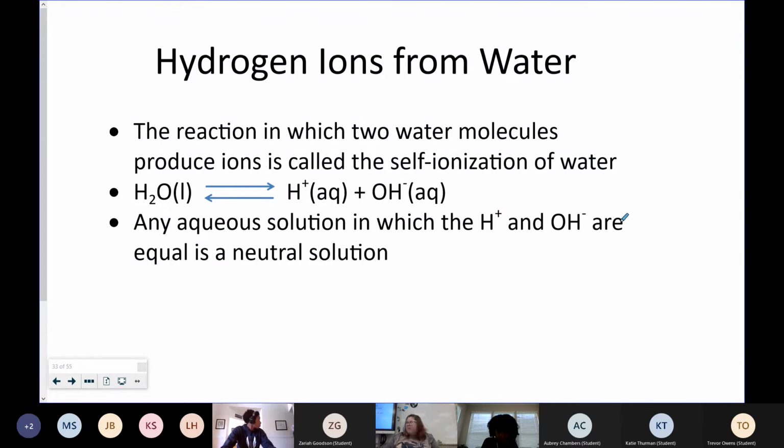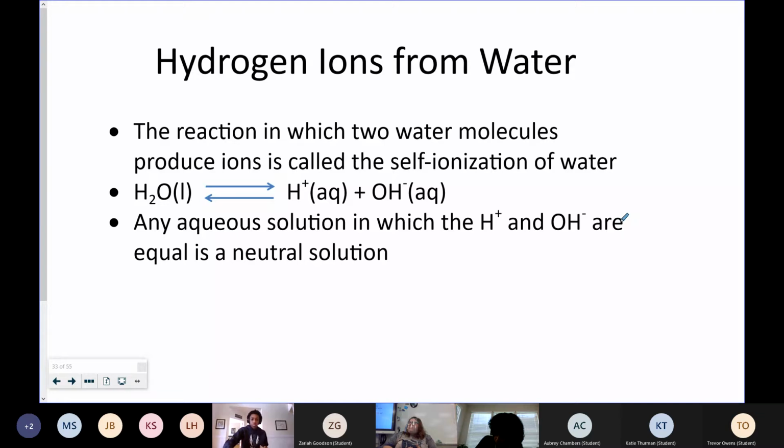I'm going to keep going a couple slides just so we have less to do on Monday. But one thing that happens with water is water can ionize and produce those hydrogen ions and hydroxide ions. So if there's two water molecules that are combining, it can actually self-ionize. So water doesn't have to be mixed with anything else to produce those ions. So we can have liquid water that produces the hydrogen ions and hydroxide ions.